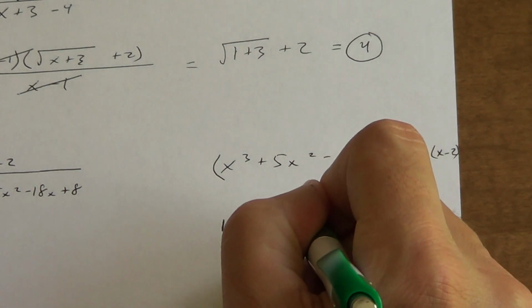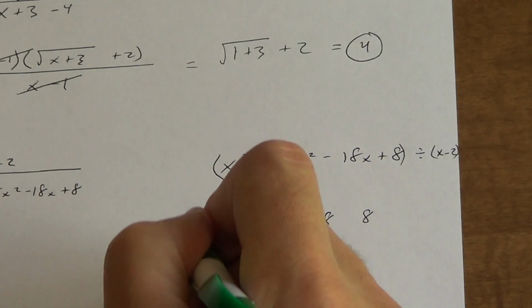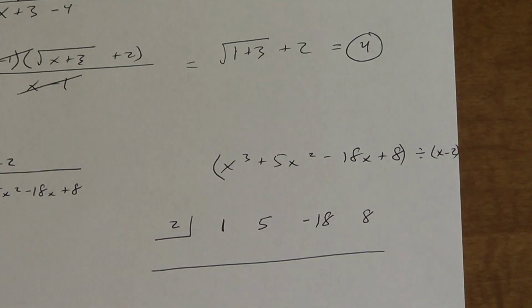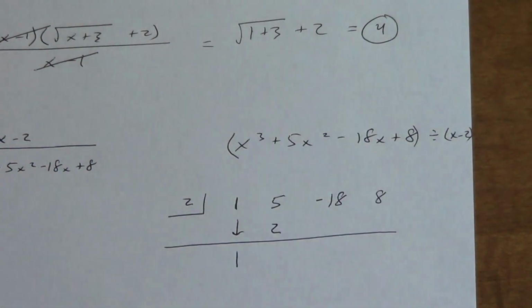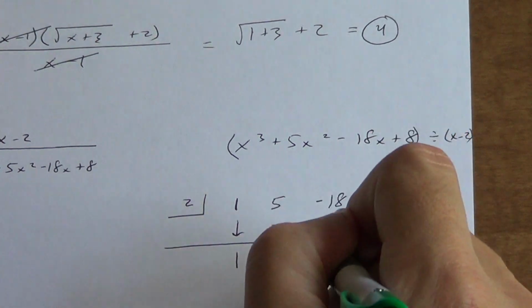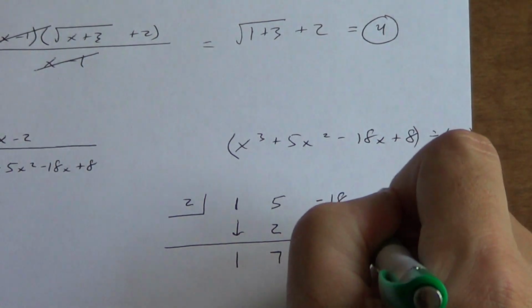1, 5, negative 18, 8, x minus 2. So I put a positive 2 out here. We always put the opposite. Okay, bring the 1 down. 1 times 2 is 2. And then we add, 5 plus 2 is 7. 7 times 2 is 14. We add, we get negative 4. 2 times negative 4 is negative 8. We add, we get 0.